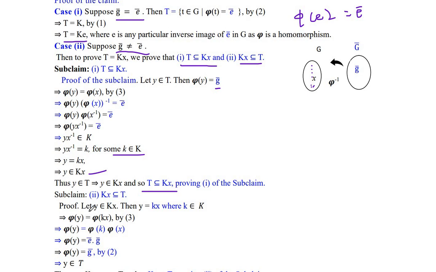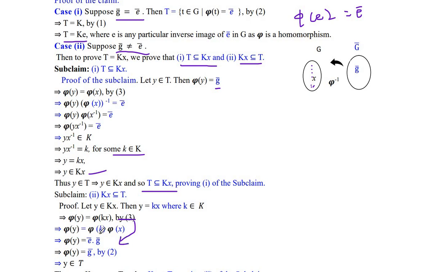Now for the second one, we shall consider y to be a member of kx, you can even take this as some z also. So let y belong to kx, then y is equal to kx, where small k belongs to capital K. Now phi being a mapping, when the elements are equal, the images must be equal. So we have this step, phi of y is equal to phi of kx, and this is phi of k into phi of x. This one should come here by 3.